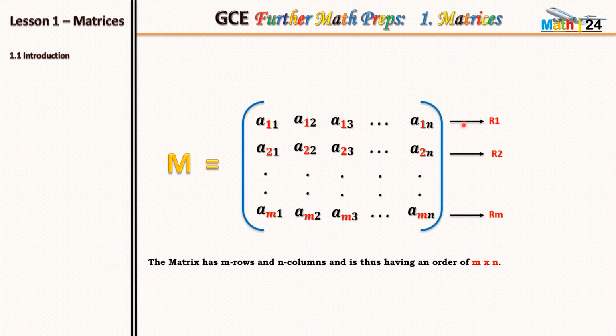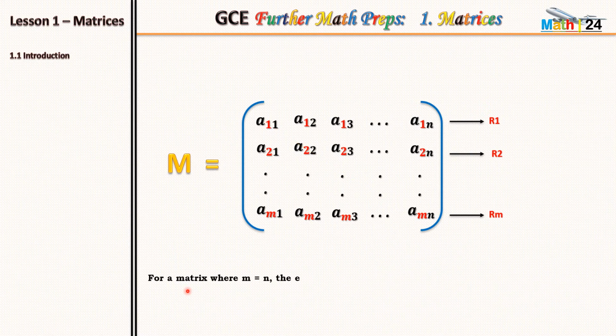Here we have row 1, row 2, row 3, and up to row m, the mth row. And we have the columns, column 1, column 2, column 3, up to the nth column. So a matrix has m rows and n columns, and thus is having an order of m by n. This is also called the size of a matrix.